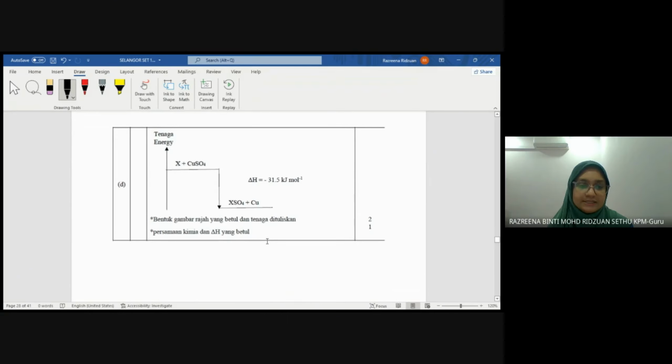And next, D, is the energy level diagram. So you can write here, if you want, Mg plus CuSO4, you get MgSO4, and write down your delta H here. Must label the energy here, must label the reactant, must label the product, and must write down the delta H, and this arrow must go down because this is an exothermic reaction.